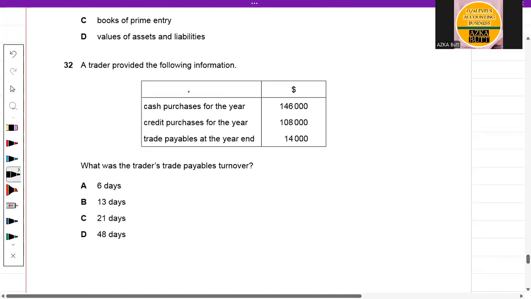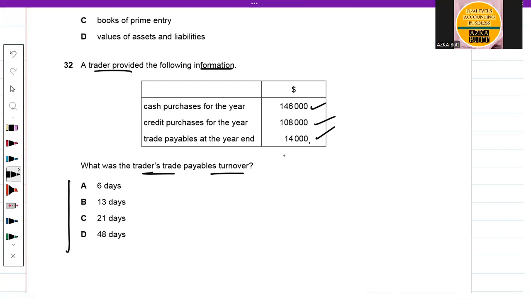Okay. So the next question is that a trader provided the following information. We have the cash purchases for the year, the credit purchases for the year, and the trade payables at the year end. Now what we have to find is the trader's trade payable turnover in days. So first of all, write the formula for this. First of all, we have to find the average trade payables.